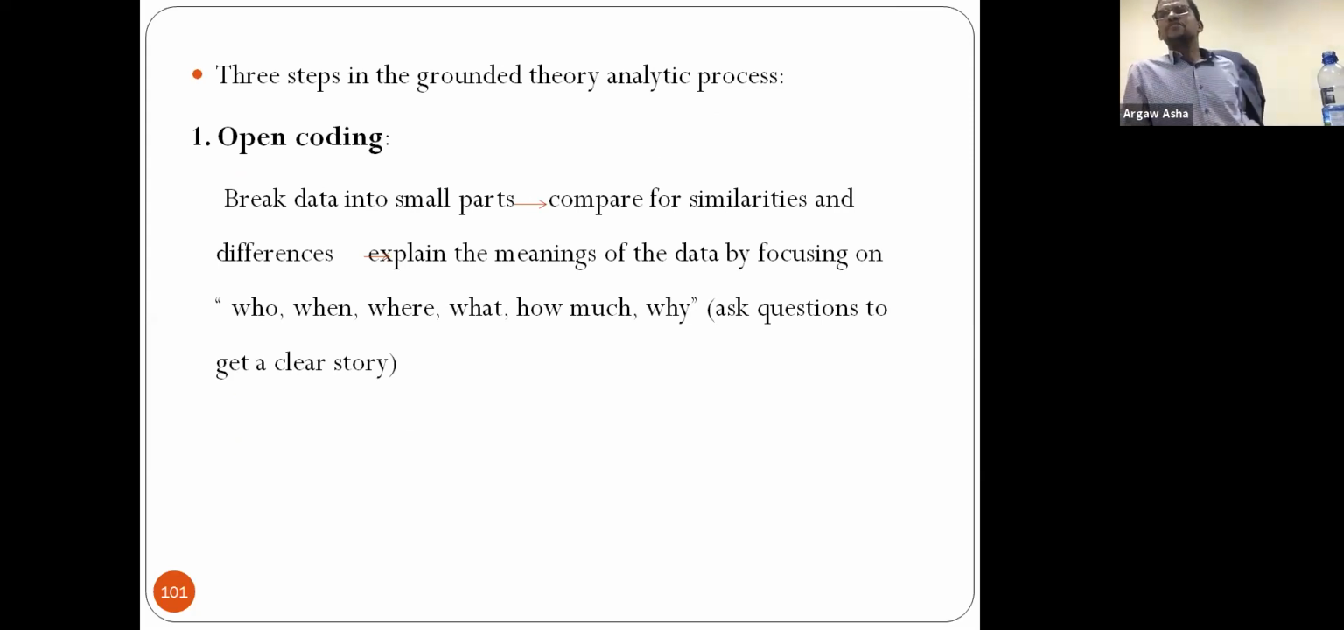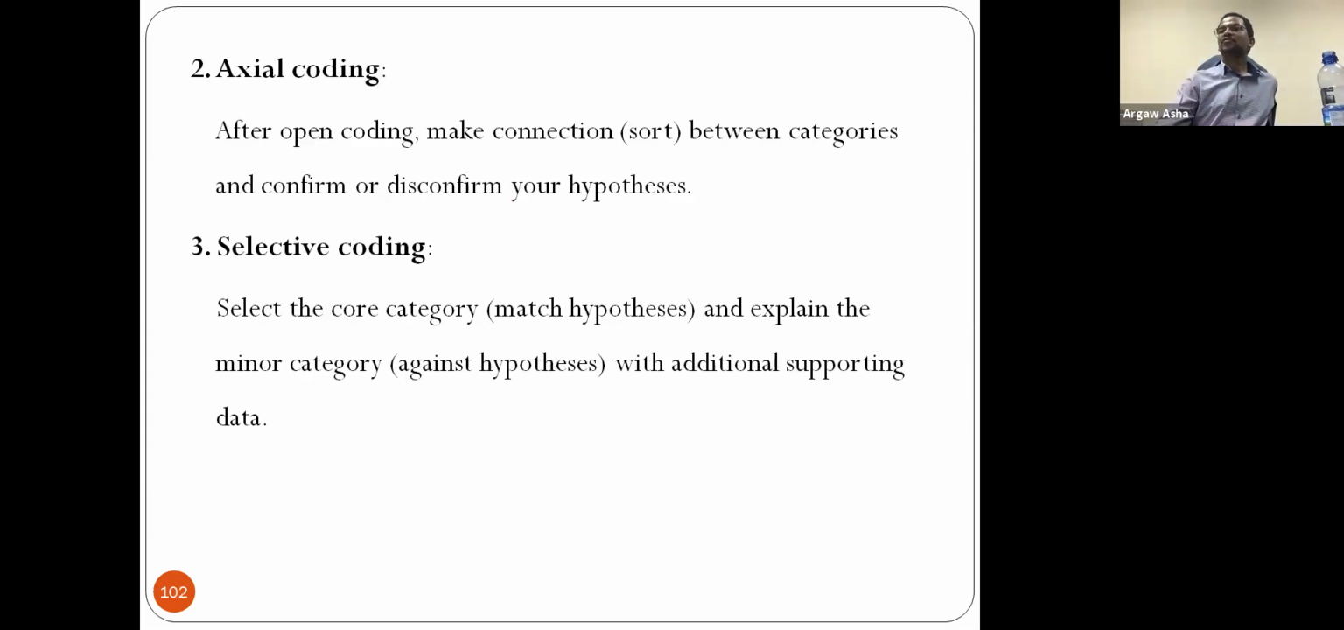In the grounded theories, first open coding. In this case, whenever you are coding, give the data, break into small parts. Compare if there is any similarity and difference, and then explain those meanings by focusing on who, when, where, how much, and ask the questions for the clear stories.